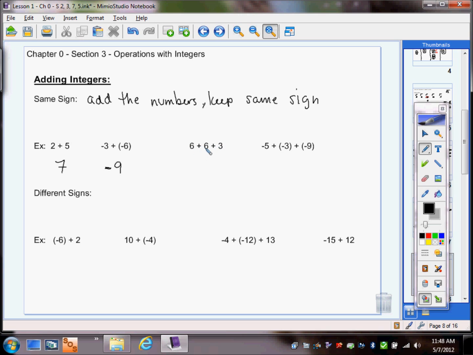If I have 3 positives together, I just add them. 6 plus 6 is 12, plus 3 is 15. Same thing if I have 3 negatives. I owed you 5, and I borrowed 3, which meant I owed you 8. And then I borrowed another 9. And I add the negatives together, so now I owe you $17. And we must be really good friends because you keep lending me more money when I still owe you.